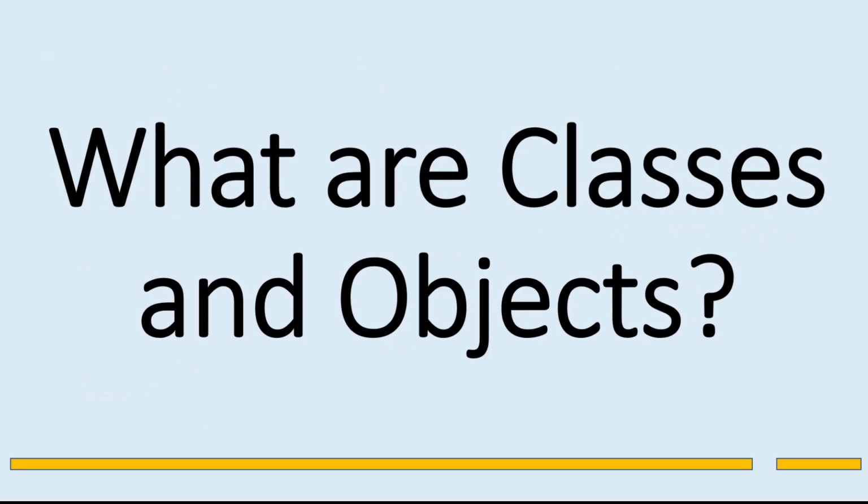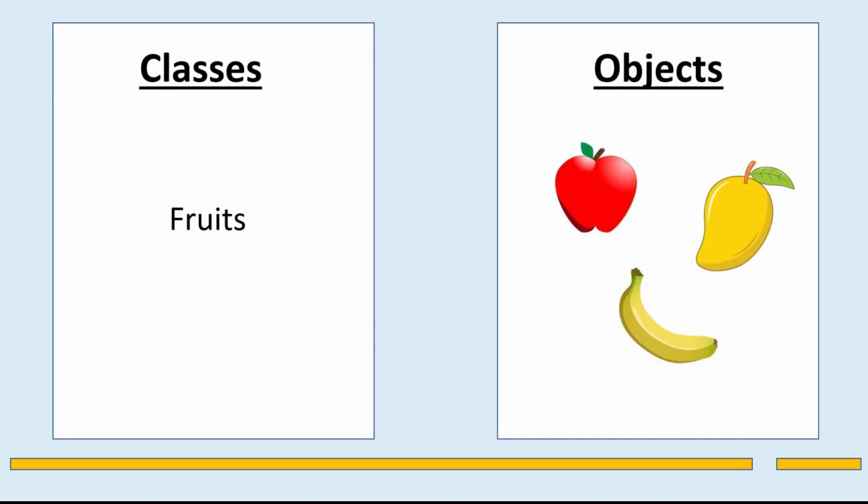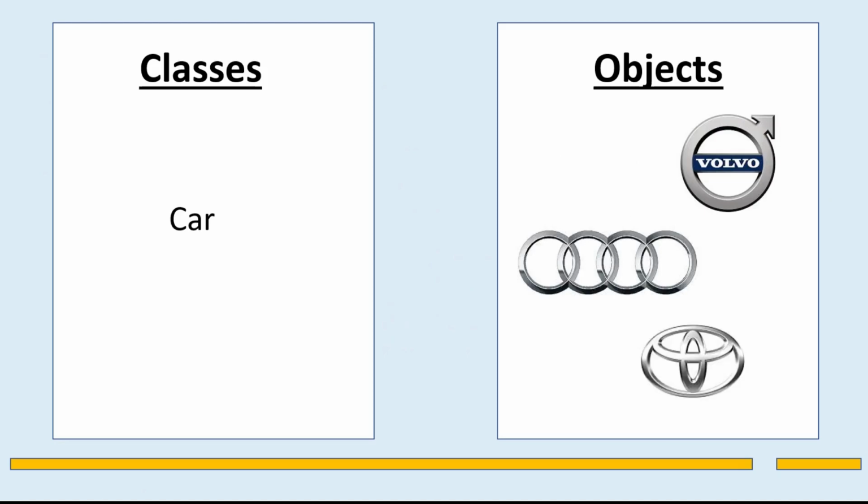What are classes and objects? Classes and objects are the two main aspects of object-oriented programming. For example, fruit is a class and the types of fruits such as apple, banana, and mango are considered as objects. Another example of a class is a car, and the objects can be Volvo, Audi, or Toyota. So, a class is a template for objects, and an object is an instance of a class. When the individual objects are created, they inherit all the variables and methods from the class.